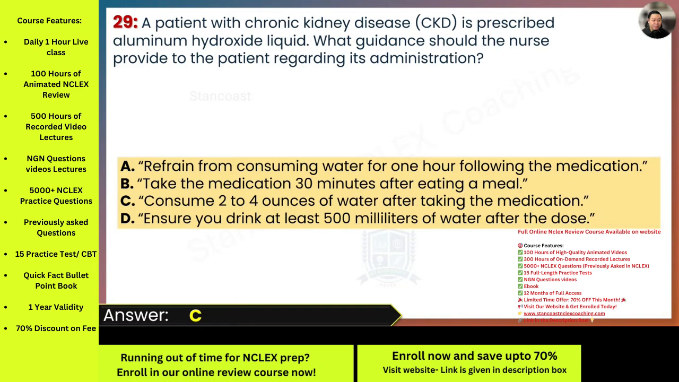Now, what about letter D? Ensure you drink at least 500 mL of water after the dose. This is incorrect because this is way too much. And this can speed up gastric emptying, which could actually reduce the effectiveness of the medication. And remember that aluminum hydroxide works best when it stays in the stomach for a while to neutralize the stomach acid. So your key clue to the option in D is the 500 mL, which is too much.